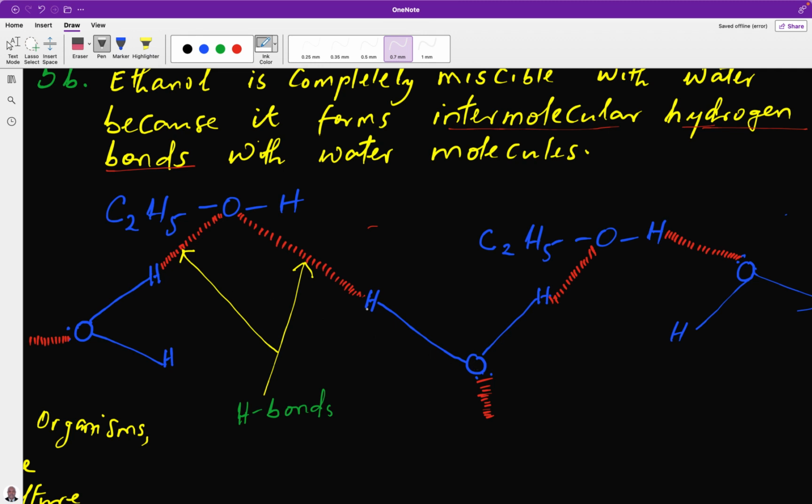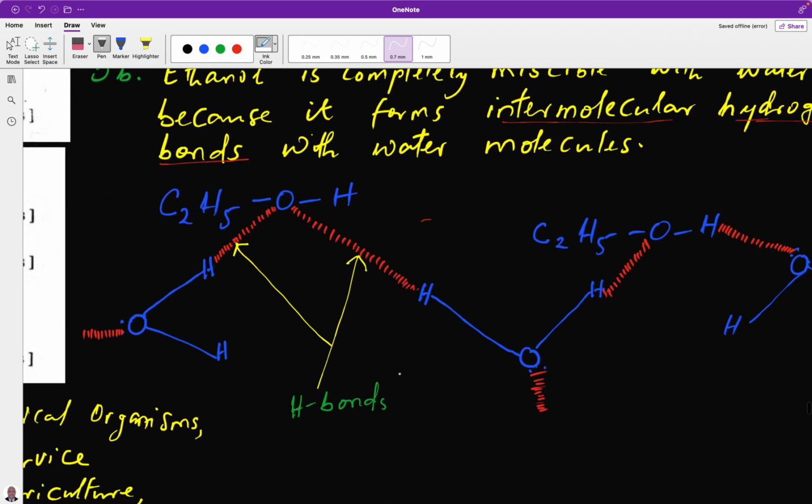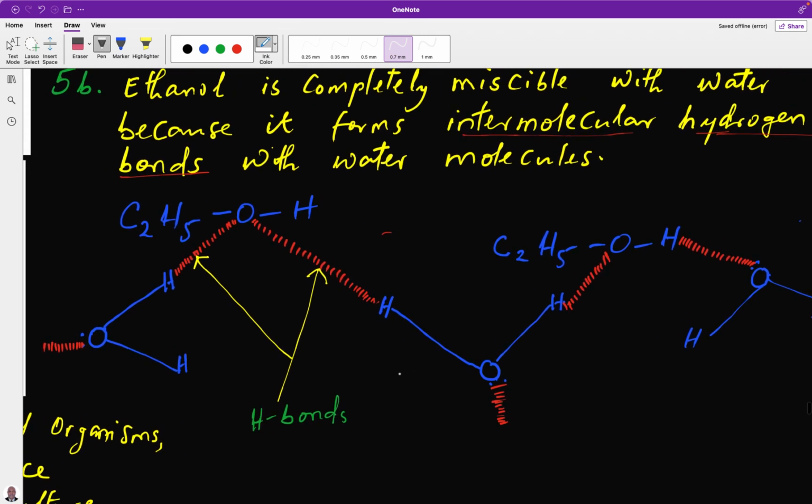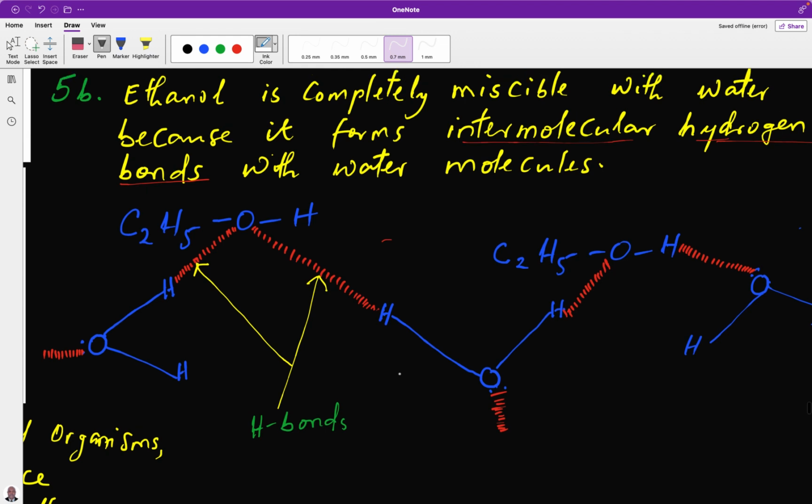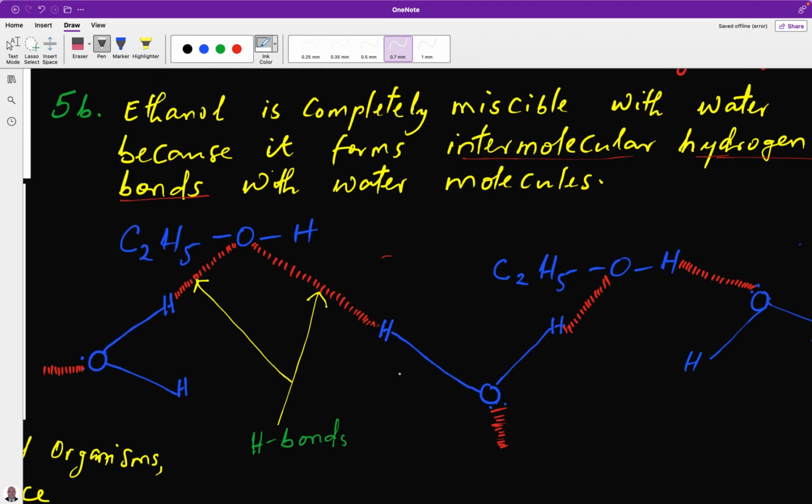This is water, and water is attaching itself to this one. There are two lone pairs of electrons here. That is why it is attaching itself here. So that is why you see them like that. Hydrogen and oxygen attaching itself here, and this one. That is why we say they are hydrogen bonds that are formed, because of the presence of intermolecular hydrogen bonds. That is what makes it miscible with water.